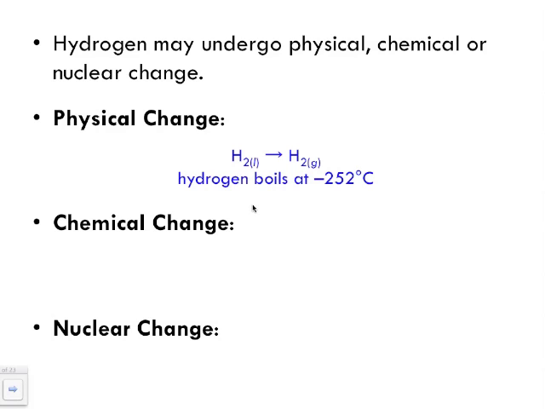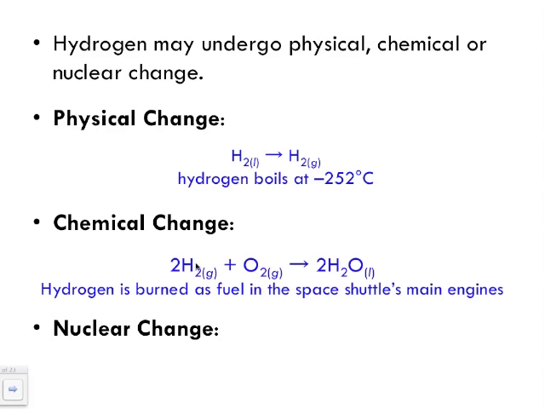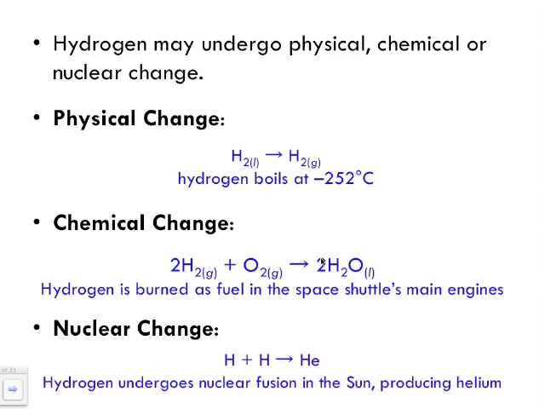Now, a chemical change of hydrogen can be as follows. Hydrogen can burn in the presence of oxygen to produce water. This is an example of hydrogen being burned as a fuel in the space shuttle's main engines. So what we have is hydrogen gas burning in the presence of oxygen to form a liquid. Notice the H2 actually forms a completely new substance, hence a chemical change. And finally, a nuclear change, something that occurs in the sun, where hydrogen undergoes nuclear fusion, producing helium.